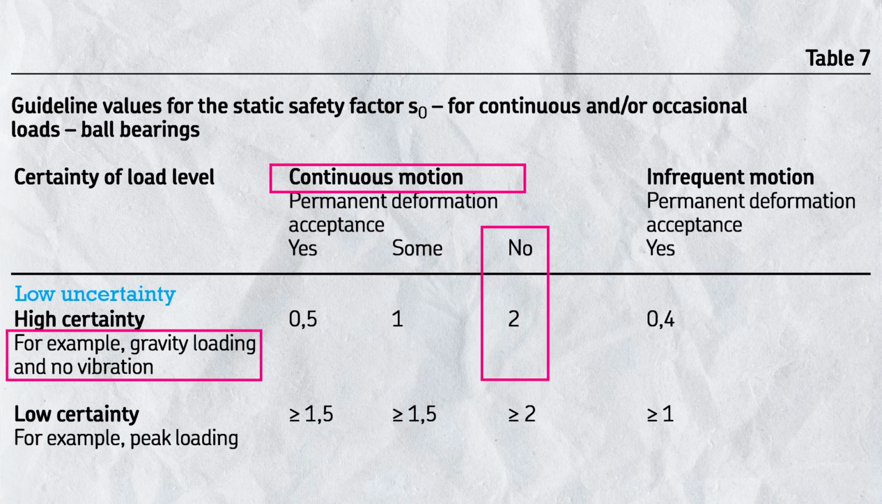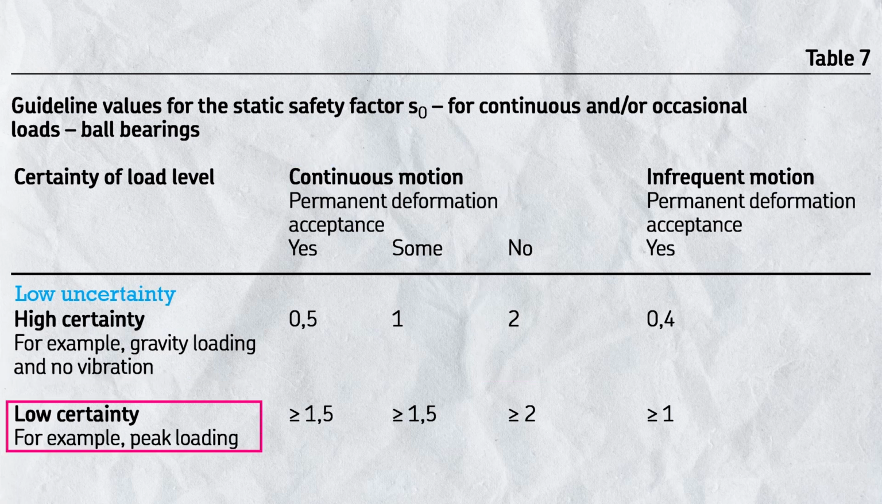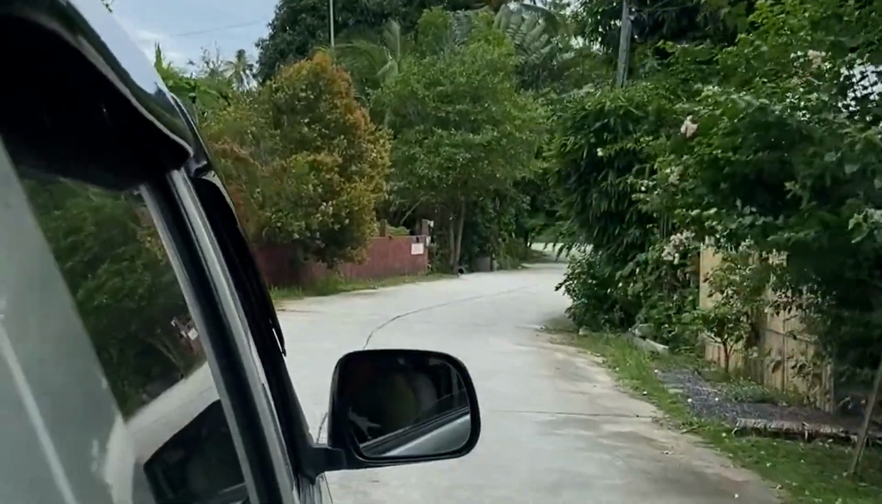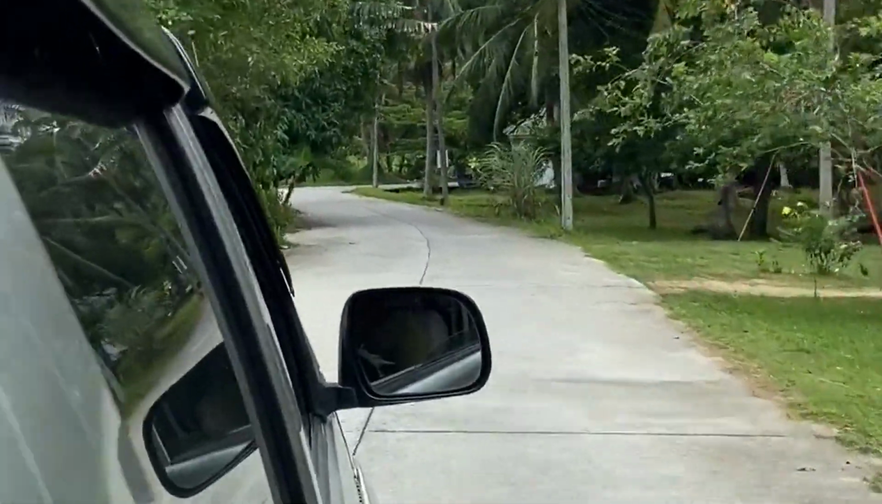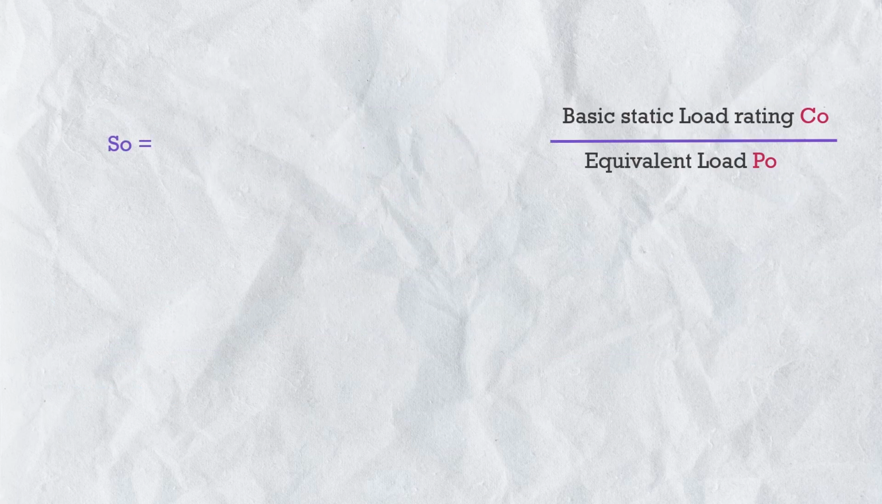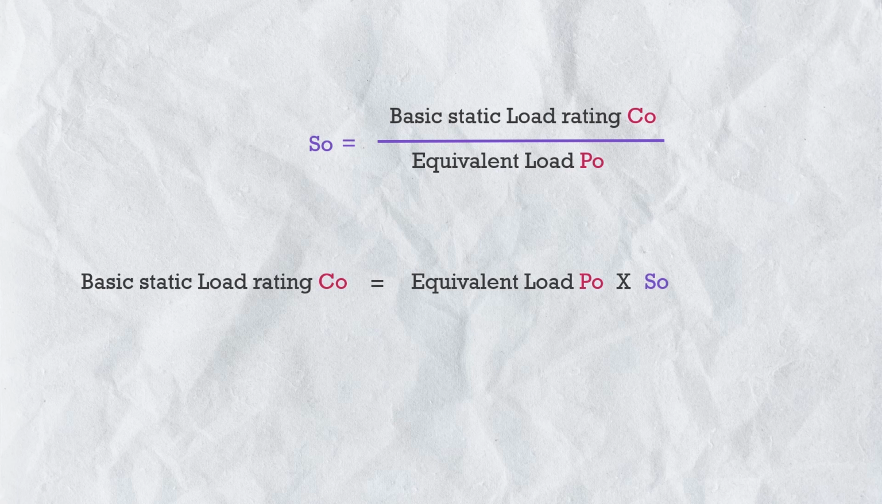But if you don't want any deformation, then you have to make sure the selected bearing size gives a safety factor of 2 times. And if the loading uncertainty level is high, like road vehicles, where the load is completely uncertain, then you have to consider an extra safety factor. And after choosing the right static safety factor, we can calculate the required bearing basic static load rating C naught. And on the basis of C naught, we can select the required size of bearing. So let's do it with a calculation example.